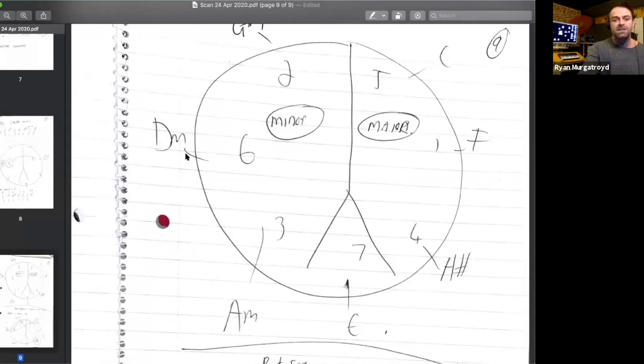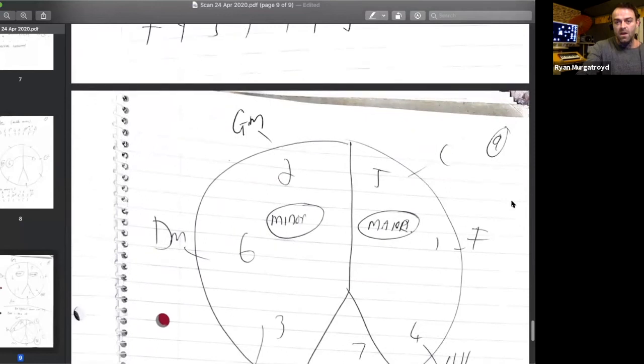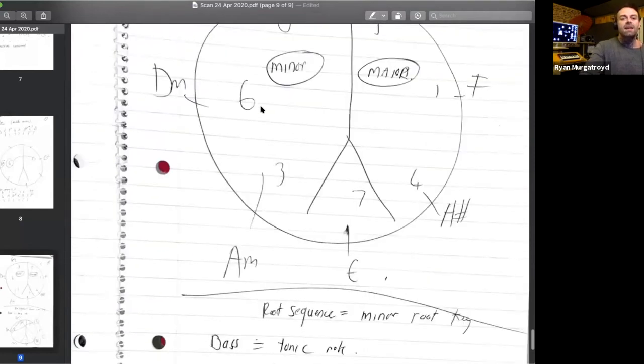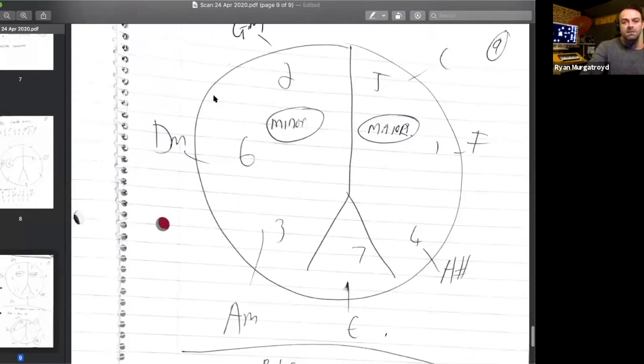Okay, I put D as 6 because they're relative majors and minors. And then I plug in what is 4. Again, it's the 4th degree of the relative major scale. So that would be A sharp, etc., etc. And now I've got mapped out the entire musical universe for D major, D minor, F major.